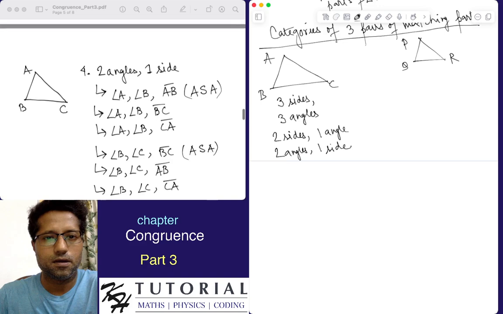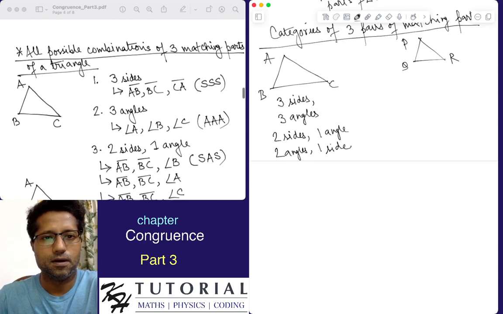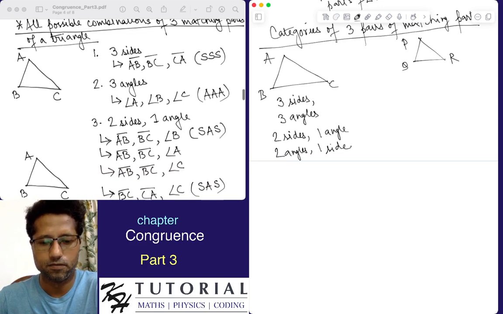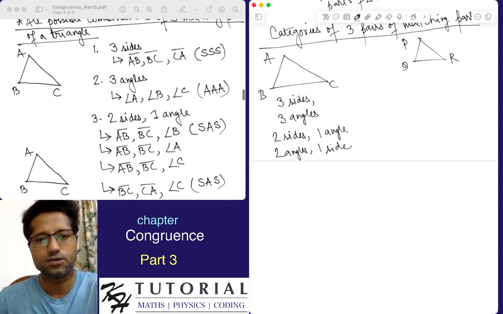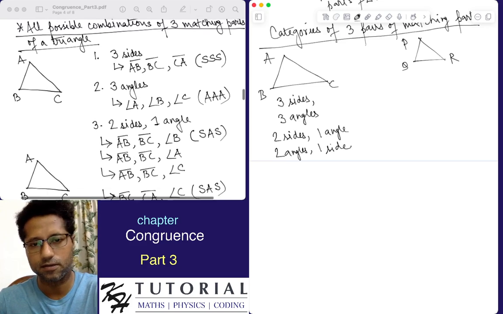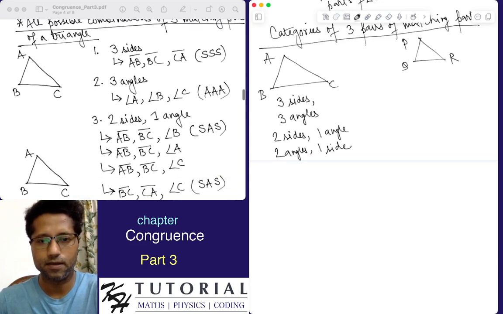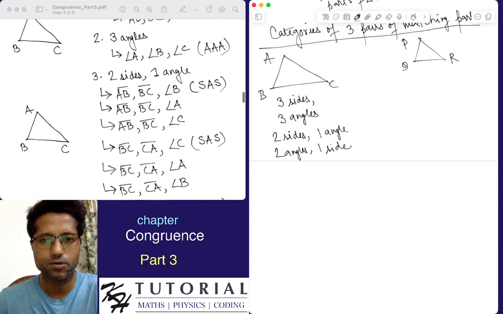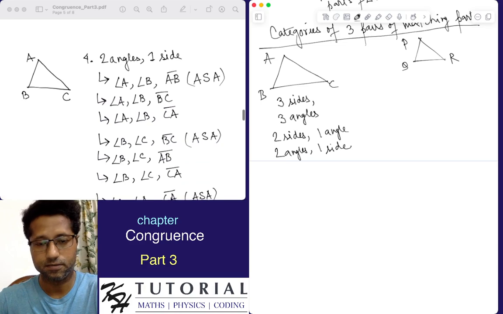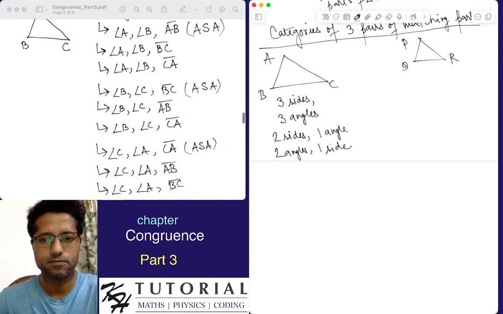Okay, so these are, as you can see, three sides, three angles. When I am selecting three matching parts from a triangle, then what are the possibilities in doing the selection of three matching parts? So these are the possibilities. Either I select all three sides, or I select all three angles, or I select two sides and one angle, in which case there will be 9 possibilities, or I select two angles and one side, in which case there will also be 9 possibilities.